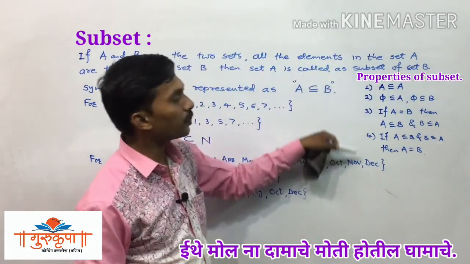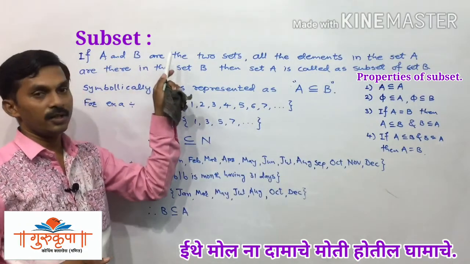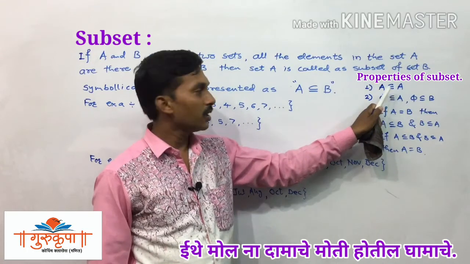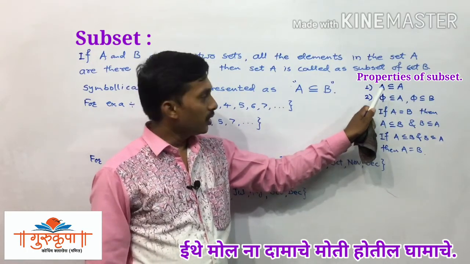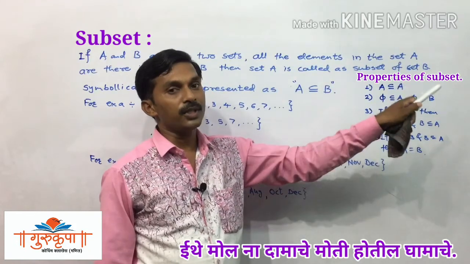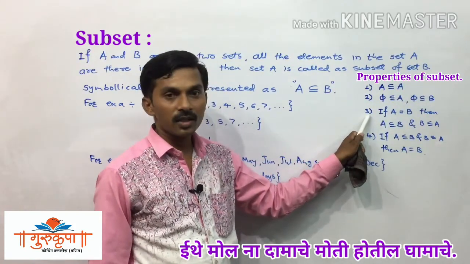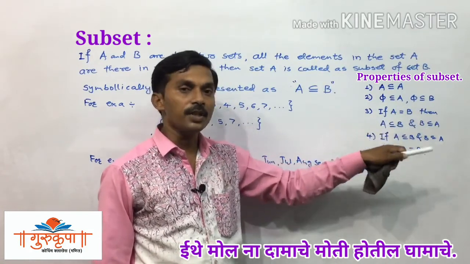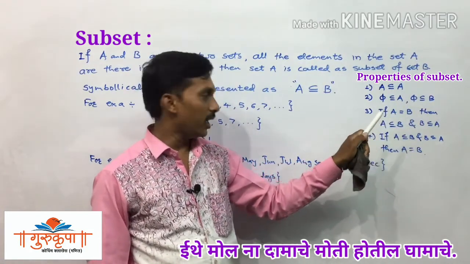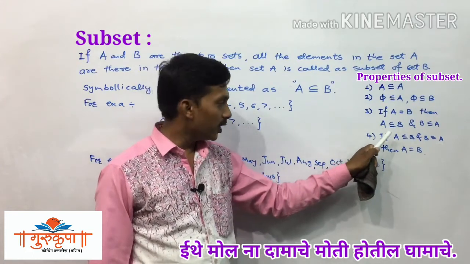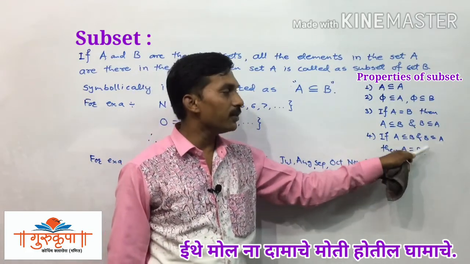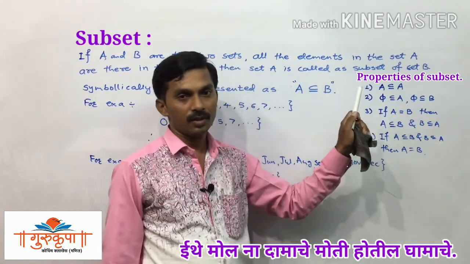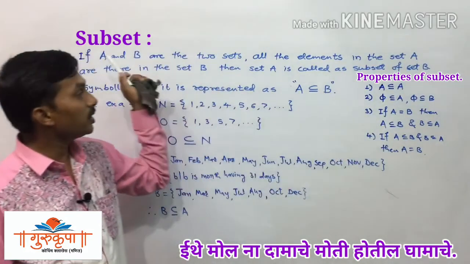So we have 4 properties of the subset. The first one is every set is subset of itself. Second one is empty set is subset of every set. Third one is if A and B are equal sets, then A is subset of B and B is also subset of A. And last property, if A is subset of B and B is subset of A, then A is equal to B. These are the 4 properties of the subset.